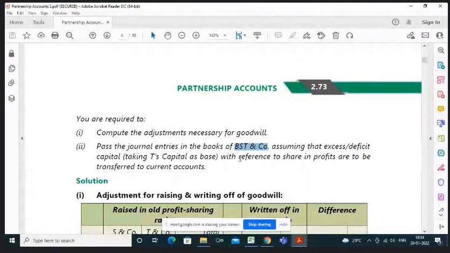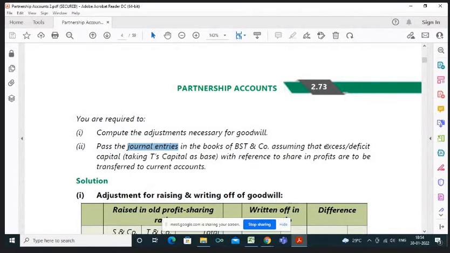Compute the adjustments necessary for goodwill. So that is the first part. Second, pass the journal entries in the books of BST and Co. Assuming that excess or deficit capital, taking T's capital as base with reference to share in profits, is to be transferred to current accounts. So we have to pass journal entries for goodwill adjustment and journal entries in the books of BST and Co. BST and Co is the new firm.